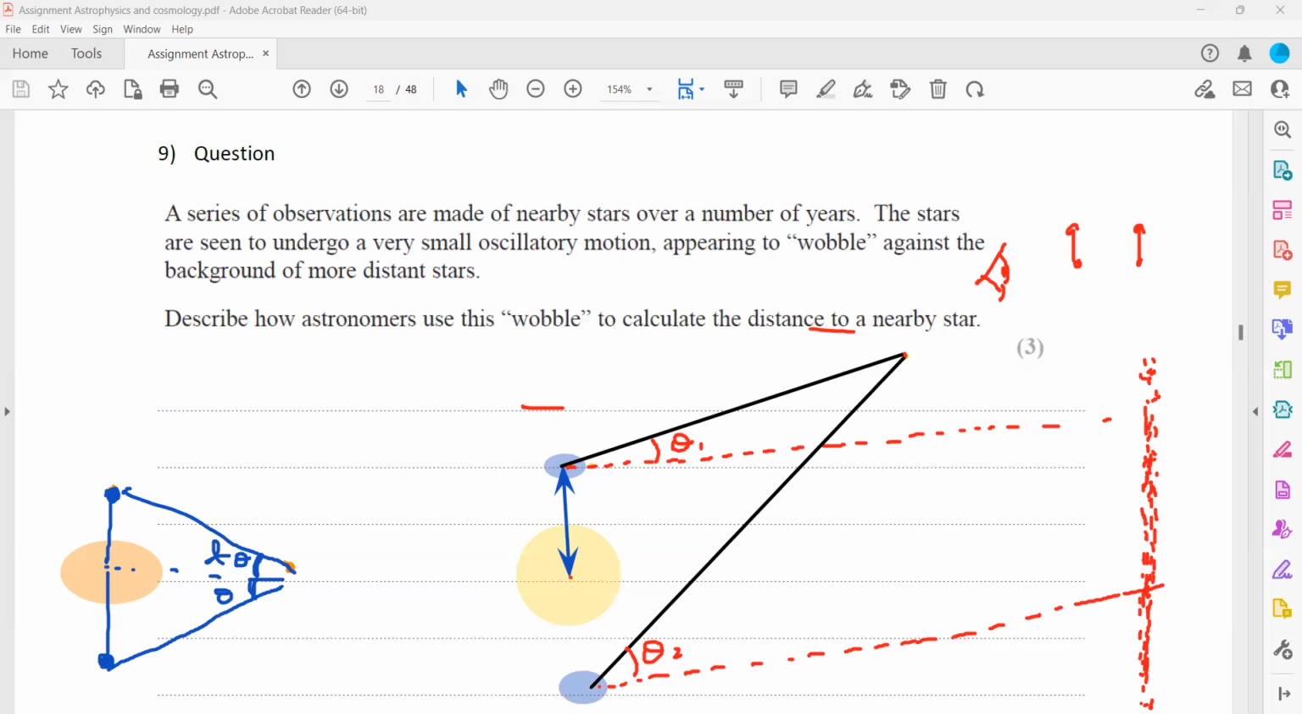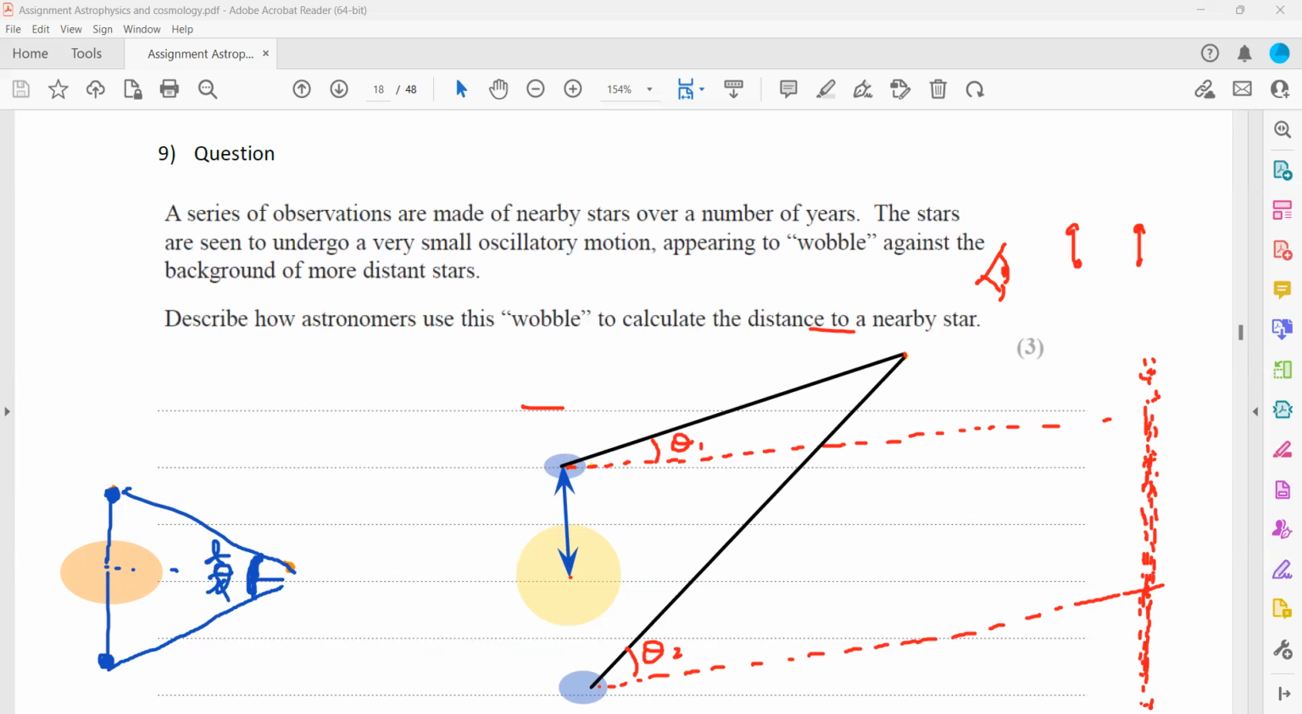We observe for a duration of 6 months because, if we only observe at a specific point, it will be a very small value. So the total angle over a duration of 6 months, if I call it phi, is this phi.